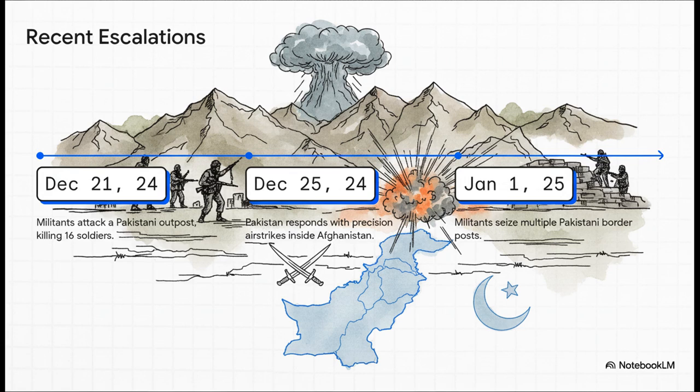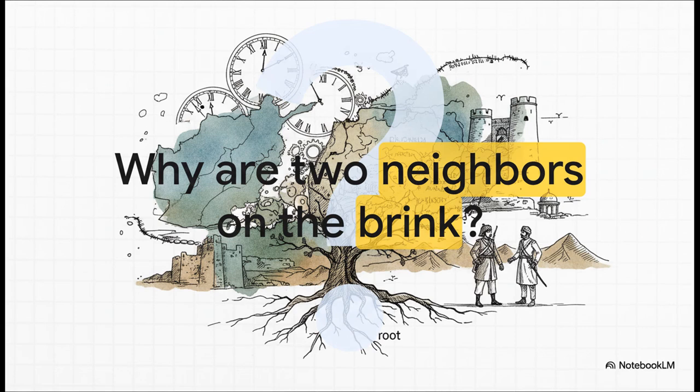It all kicked off with a deadly attack on a Pakistani outpost. That triggered these retaliatory airstrikes from Pakistan, which then led to full-on cross-border assaults. This thing escalated so quickly, pushing two nuclear-armed neighbors right to the brink. So the big question is, how on earth did we get here?